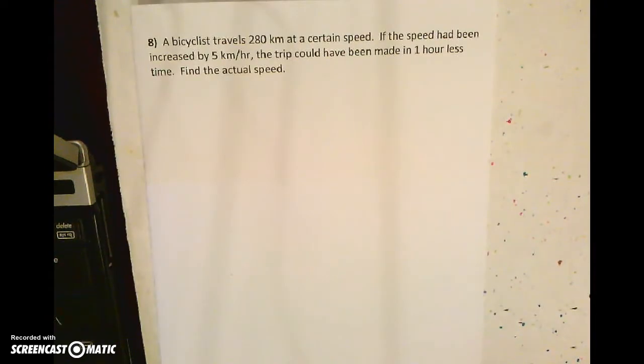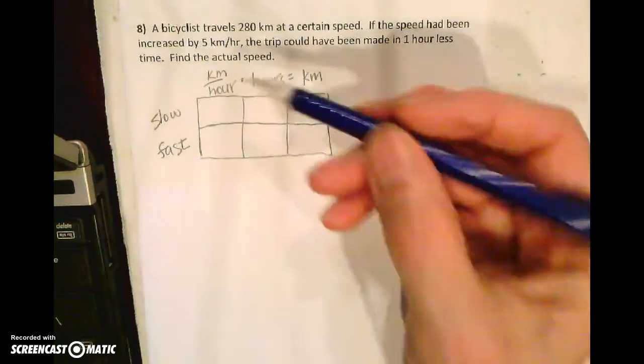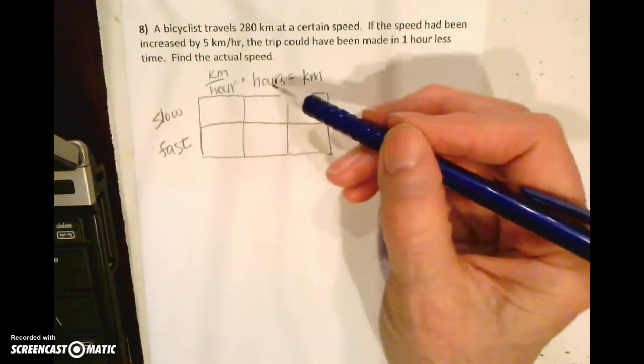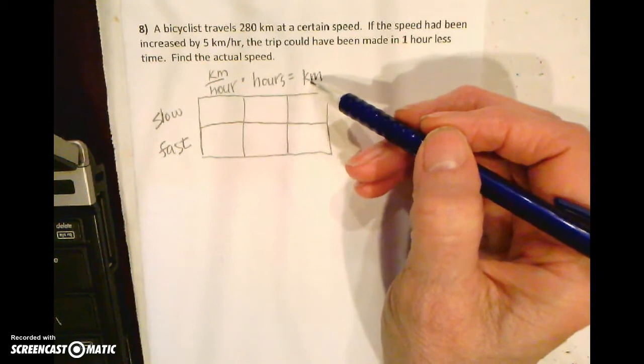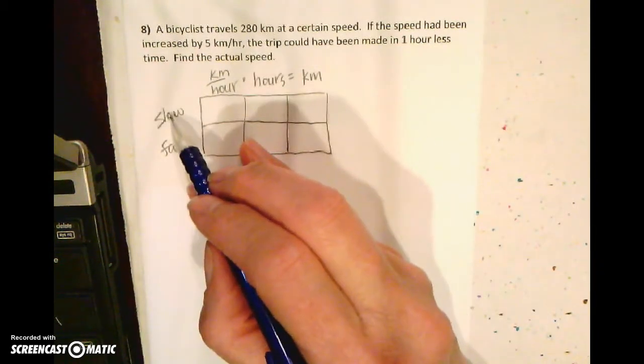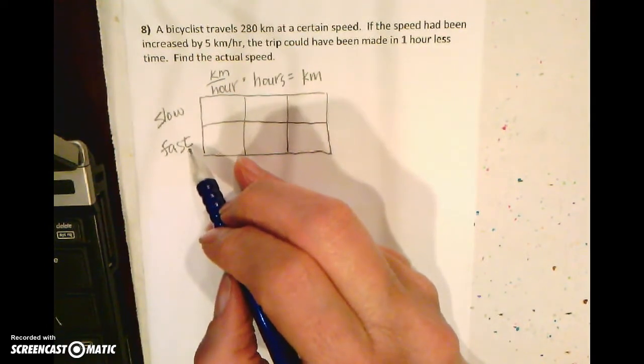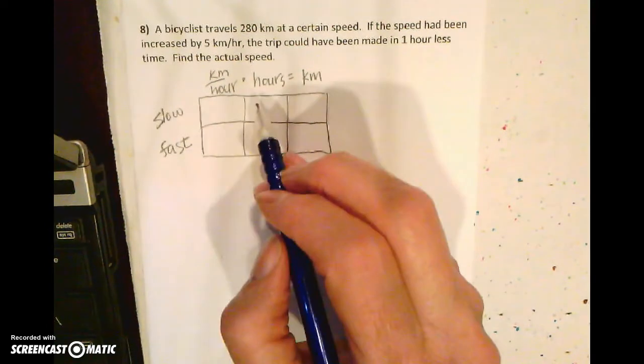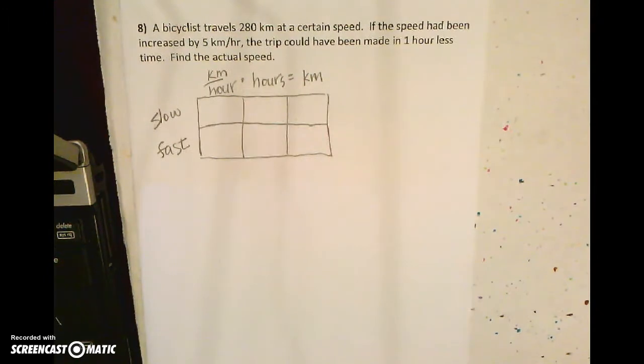Okay, now we're going to skip all the way to the end and take a look at example 8. So read through this, try to set up a chart, and then check back with me. All right, so here it is. I've got my rate, kilometers per hour, times hours is equal to kilometers. And it sounds like there's a slow time and a fast time. So I wrote those down. So now let's fill the chart in with the numbers.